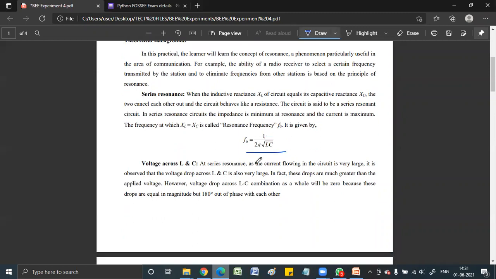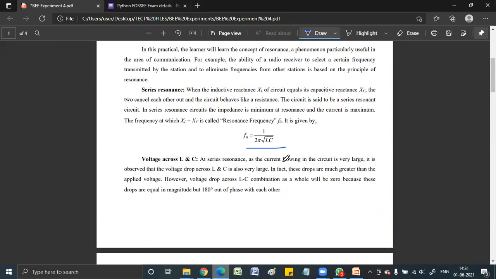Okay. At series resonance, what are the conditions? What happens in the circuit? The current flowing in the circuit is very large. At resonant frequency, the current flowing is maximum. Okay. So as the current flowing is maximum, we can see that the voltage drop across your inductor and capacitor, that is voltage drop across your L and C, are also very large. And this VL and VC, the voltage drops are even greater than the applied voltage.